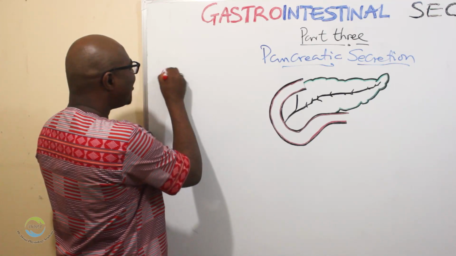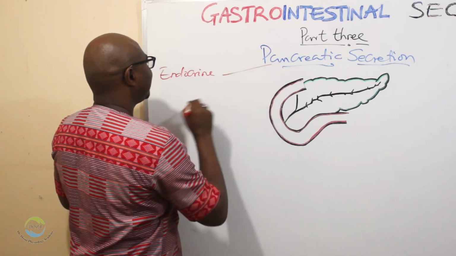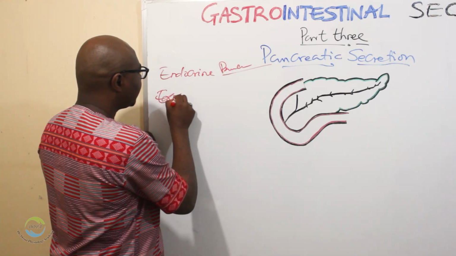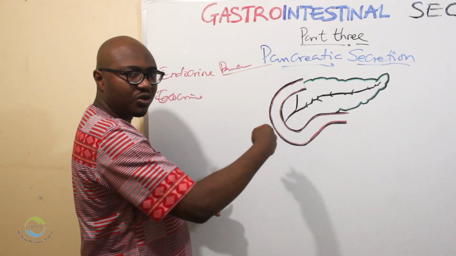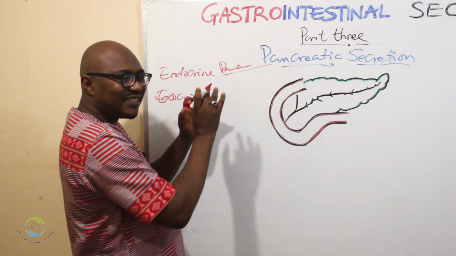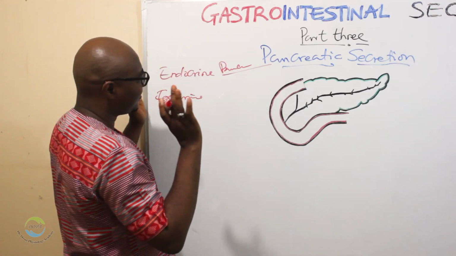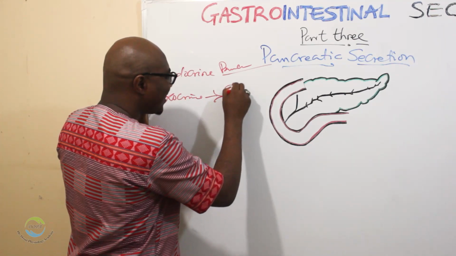You have the endocrine pancreas. You now have the exocrine. The exocrine is the one that secretes through a duct. The endocrine part is just 10%. It's the one that secretes insulin. It's a hormone, okay? Makes up 10%. This exocrine makes up 90%.